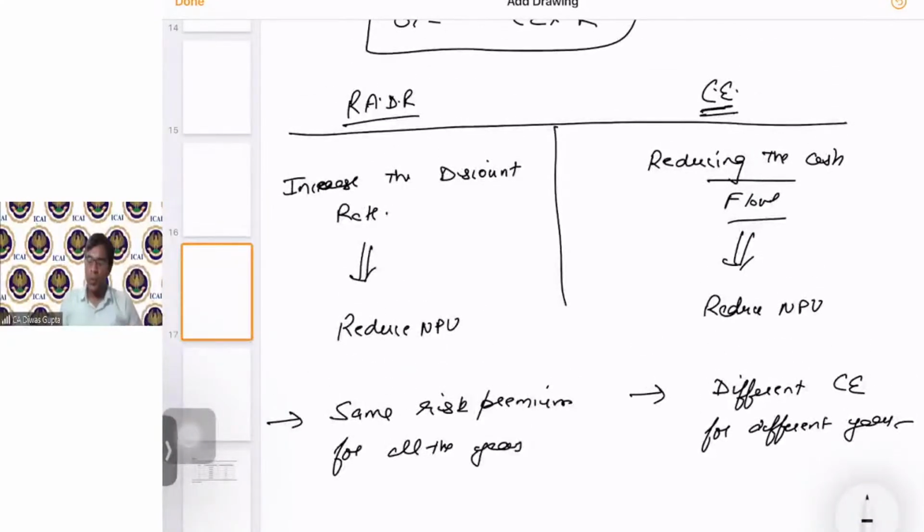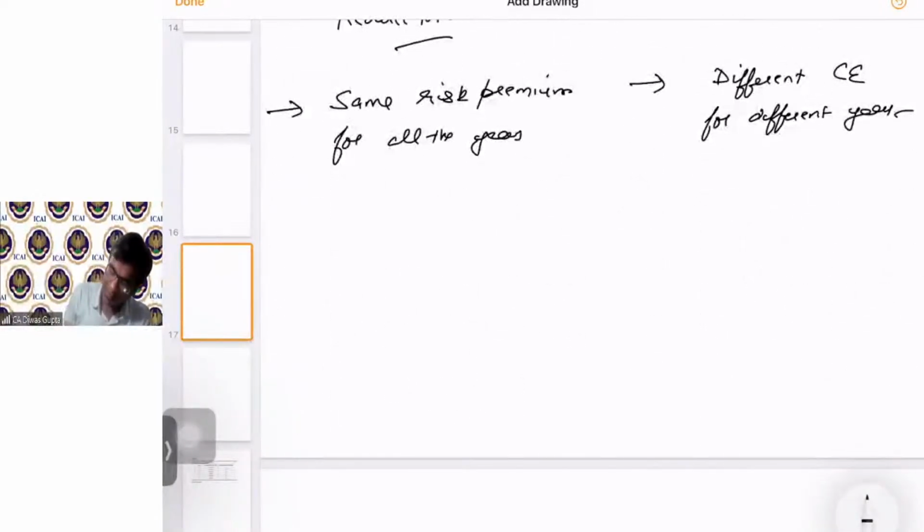Okay. So if let's say we talk about some risky project, how would you account for a risky project? In case of RADR, we will increase the discount rate, which will have a reduction on NPV. In case of the certainty equivalent method, we will reduce the cash flows by multiplying the CE coefficient, which will reduce the NPV. Correct.